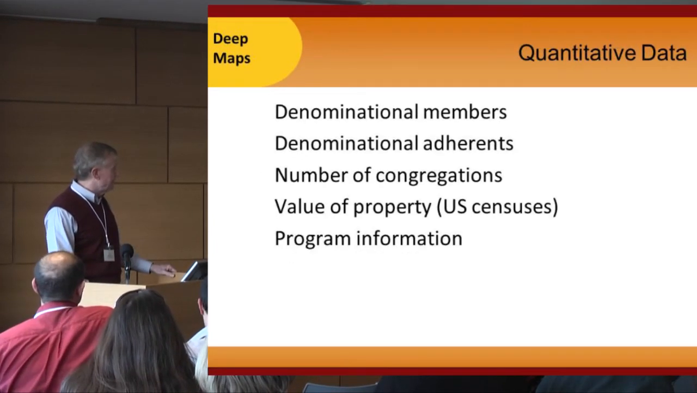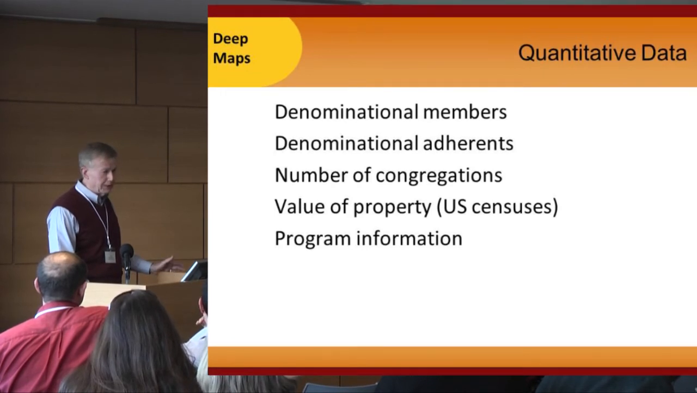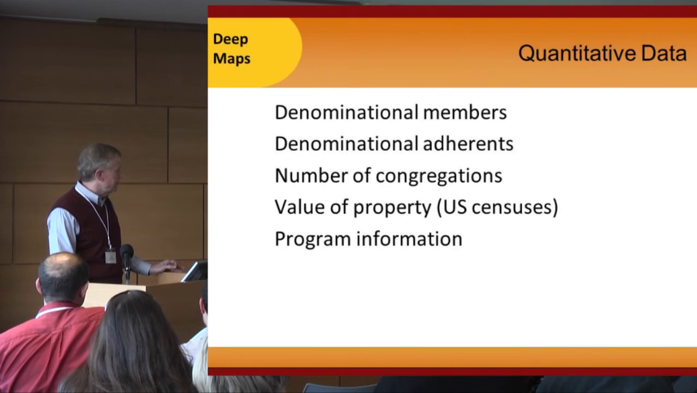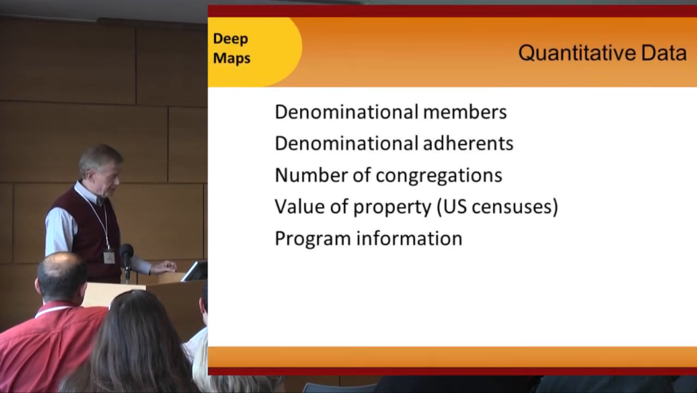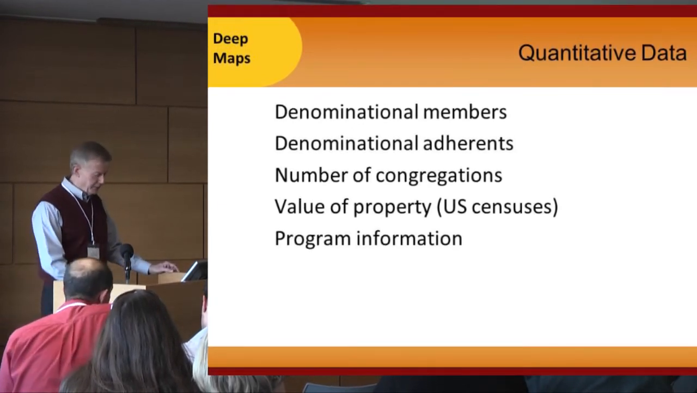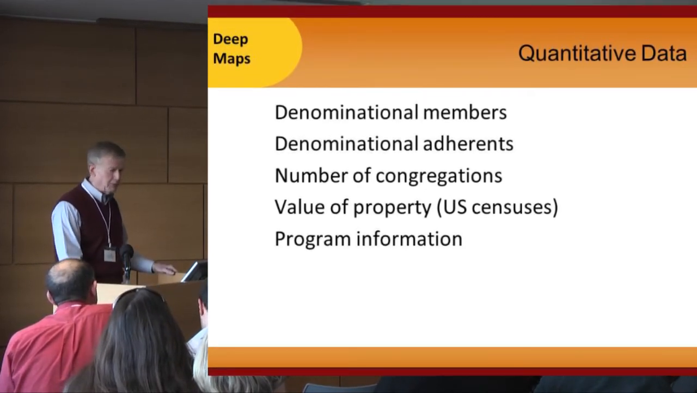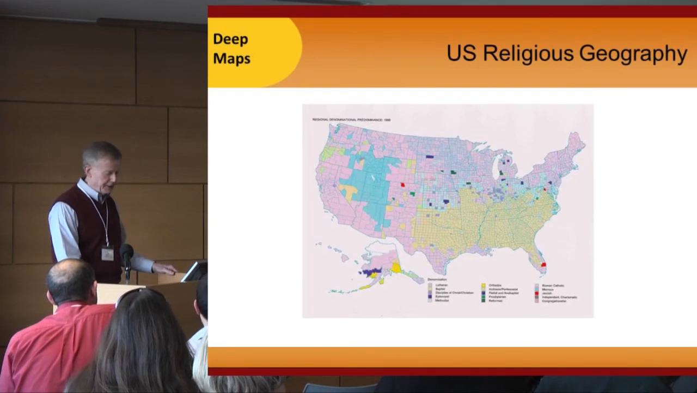And what we have to work with is really quantitative data, all numeric data on denominational members, denominational adherents, the number of congregations, the value of property, and some programmatic information about what these various religious bodies do.